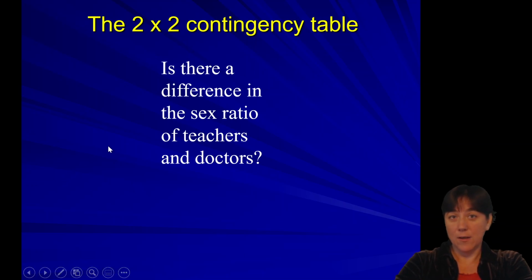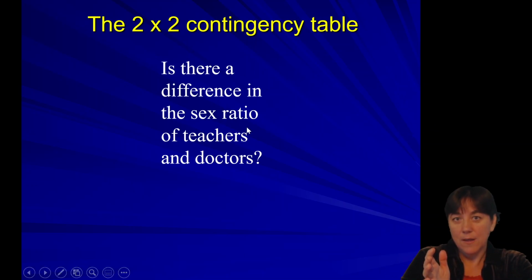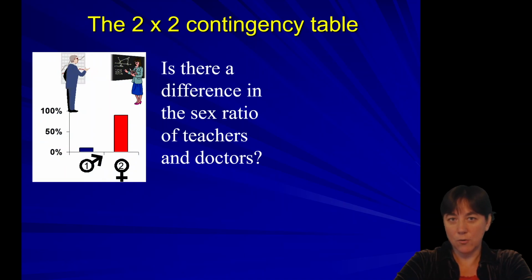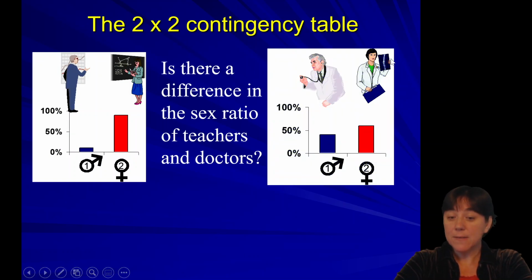So again, a good example, because that's the easiest way to understand this. Now we're talking about the sex ratio of teachers and doctors together. So the question is, is there a difference in the sex ratio of teachers as compared to that of doctors? The teachers we already know. We know that there are more females, but how about the doctors? We can see that there are more females in doctors too, but is this ratio significantly different from that of the teachers?